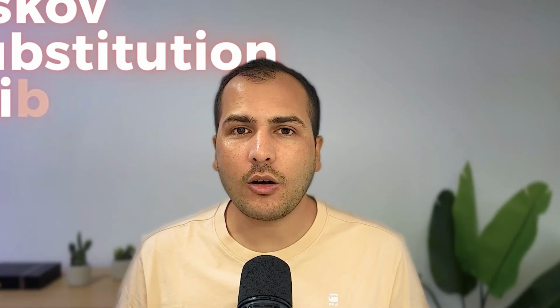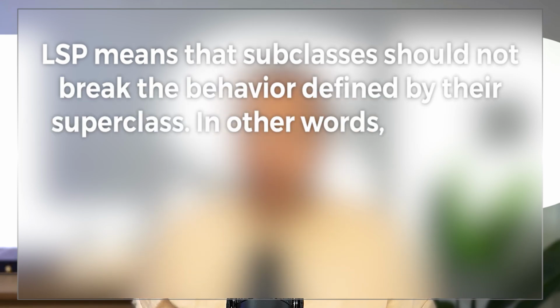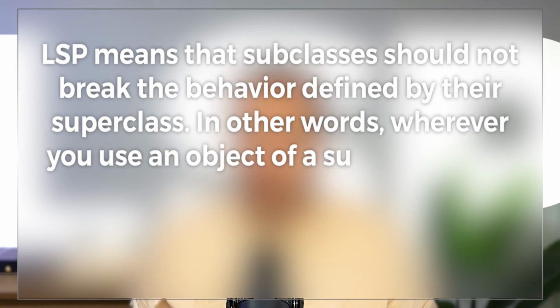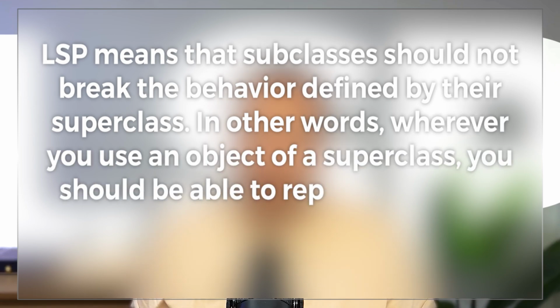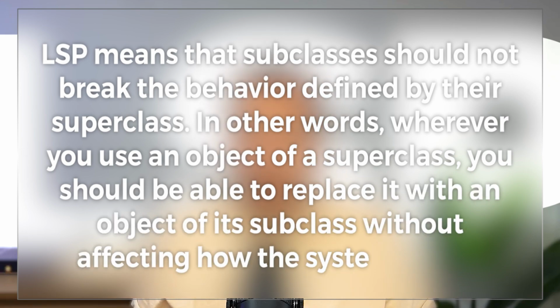This principle is all about the inheritance concept in object-oriented programming. Inheritance sounds simple, but it's very tricky to apply correctly. Liskov substitution tells us how to implement inheritance to ensure the system behavior remains consistent when we want to substitute our superclass with subclasses. LSP means that subclasses should not break the behavior defined by their superclass. In other words, wherever you use an object of a superclass, you should be able to replace it with an object of its subclass without affecting how the system works.